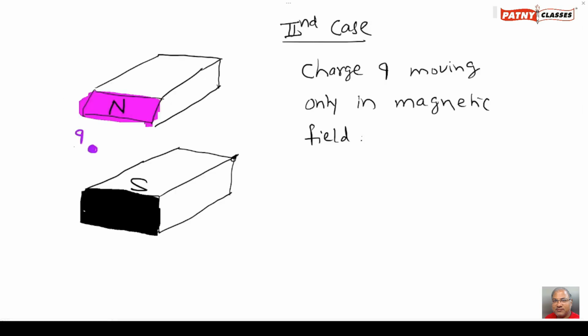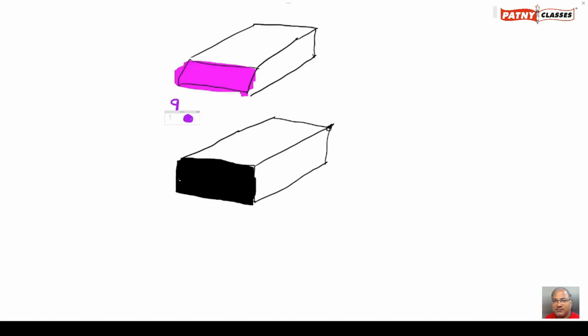Now, second case, we consider the charge Q is moving only in magnetic field. This is just a schematic diagram. To make you understand, I have drawn here the magnet. This is the North Pole and South Pole. These magnetic poles, North Pole and South Pole, are spreading the magnetic field. And in this magnetic field, the charge Q is moving.